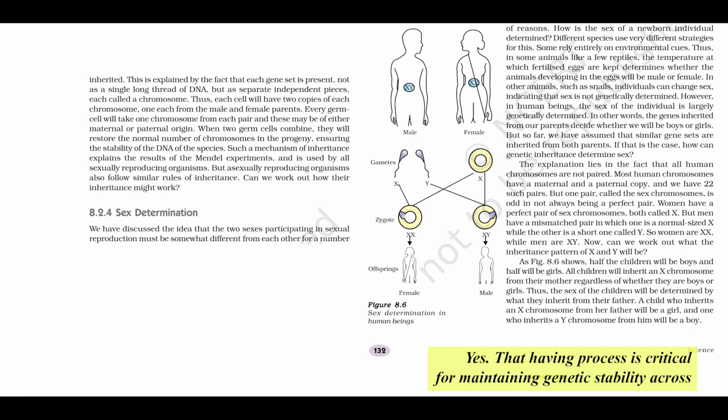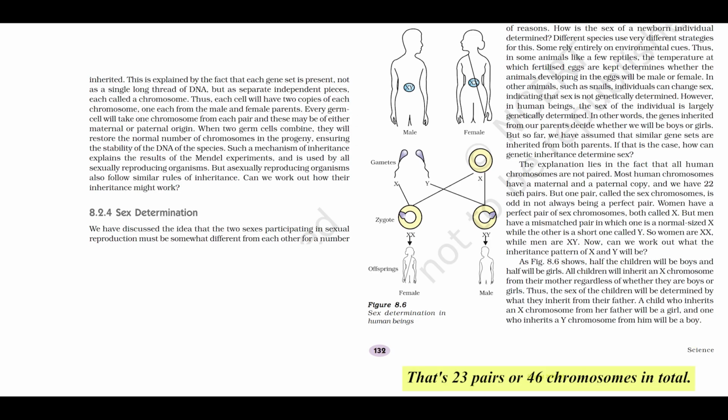Yes, that halving process is critical for maintaining genetic stability across generations in sexual reproduction. Let's recap. Normal body cells, somatic cells, are diploid. They have 2 complete sets of genes organized into structures called chromosomes. One set comes from the mother, one from the father. In humans, that's 23 pairs, or 46 chromosomes in total.